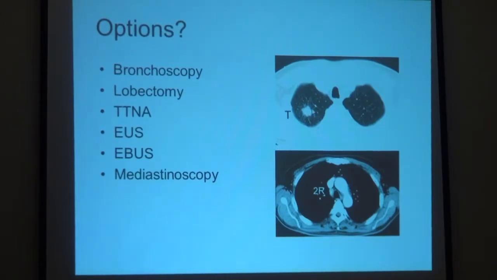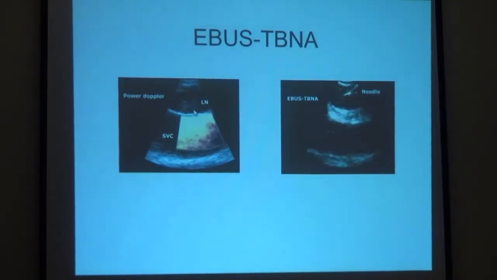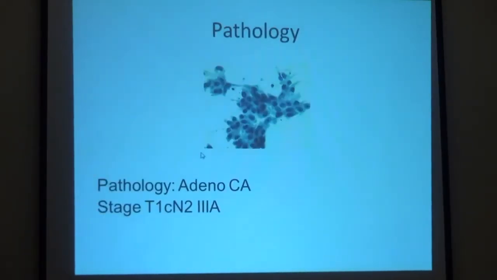Okay, if you do a TTNA, you can get your diagnosis, but you won't know the stage. So EBUS or mediastinoscopy will give you the stage and the diagnosis at the same time, but EBUS is easier. While EUS will not get to the right side. So that's why it's the procedure of choice, and bronchoscopy won't get to it. So this is the lymph node next to the SVC. You get the EBUS FNA, and it turned out to be adeno-CA.